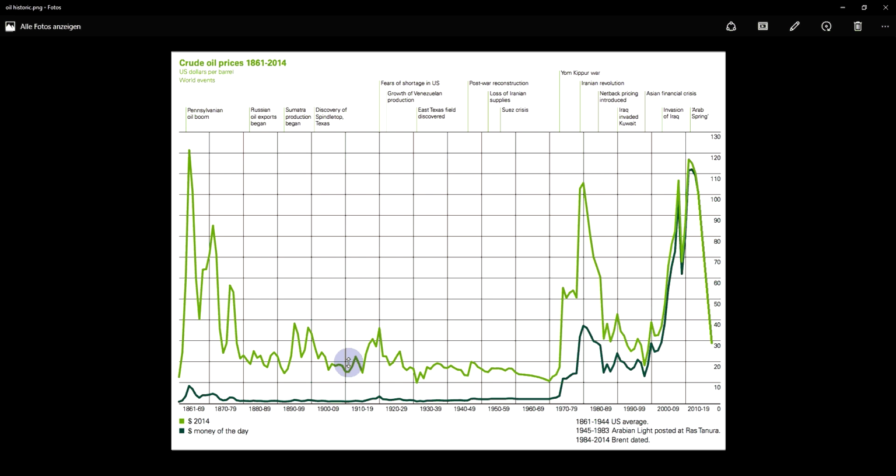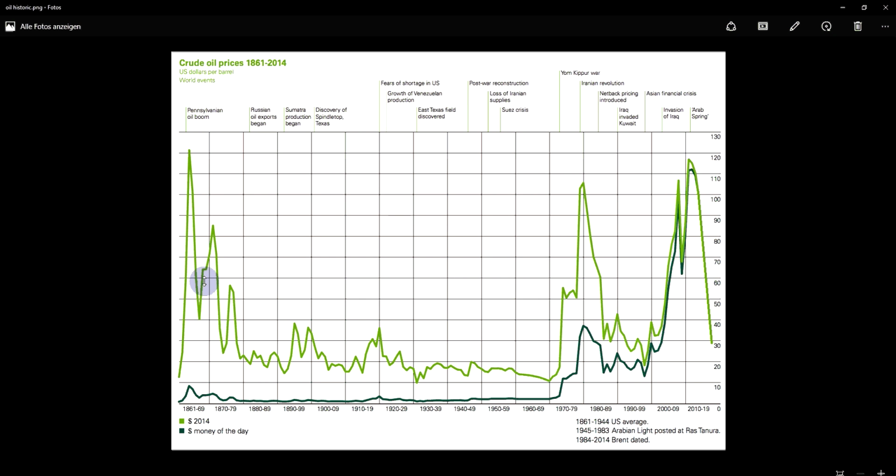First of all, let's have a look at a real historic chart here from 1861 all the way out to 2016. What you can really see on this chart is that over here prices were just as high, more or less, as they were in the modern age, just right after 2010.